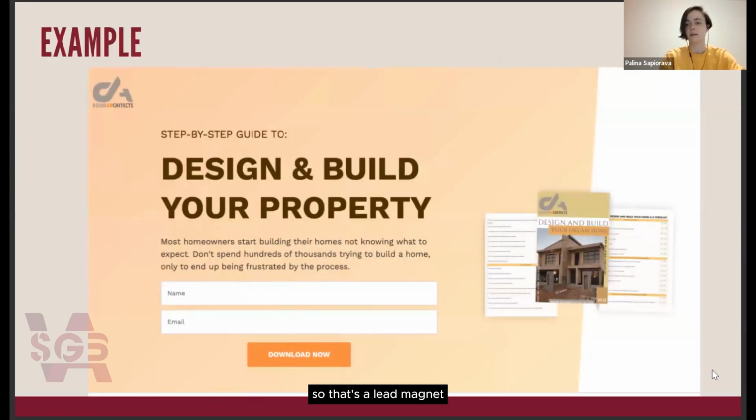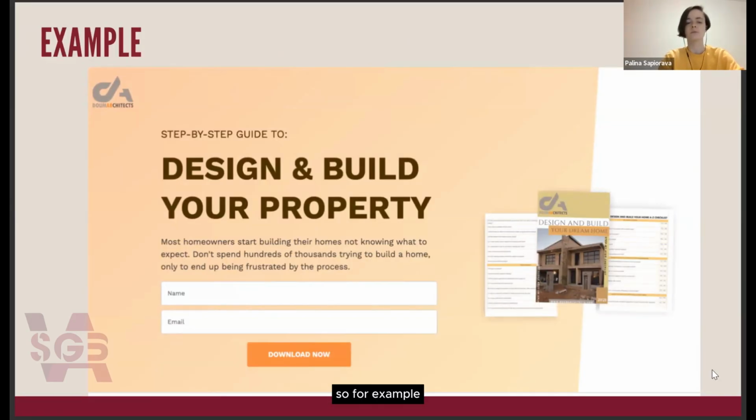So that's a lead magnet. Actually, as you can see, you can find them on many websites. They ask you to provide your contact information. In exchange, you will receive probably a discount, probably information or a demo. So here you can download a guide to design and build your property.